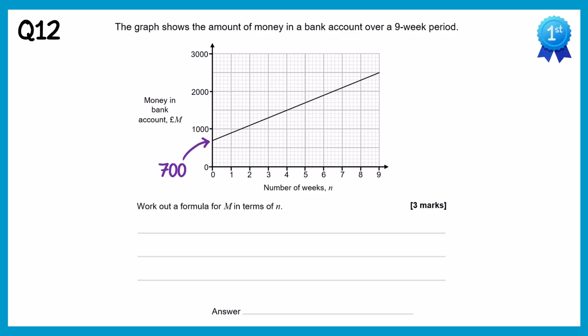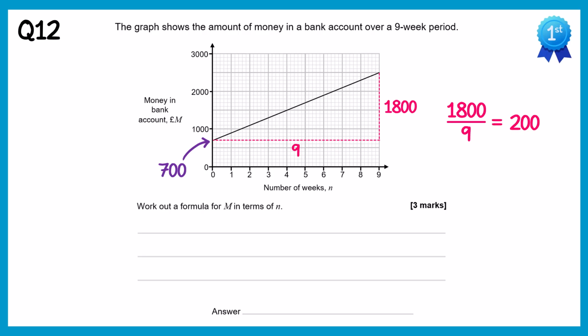Then we need the gradient of the line. To do this, we draw a gradient triangle, which goes like this. We do the change in x, or rather the change in n, which is 9, and also the change in y, which is now the change in m, which goes from 700 all the way up to 2,500, so a change of 1,800. Then to find the gradient, we do the change in y over the change in x, and in this one it's the change in m over the change in n, but the same idea. So 1,800 divided by 9, which gives you 200. So the gradient is 200.